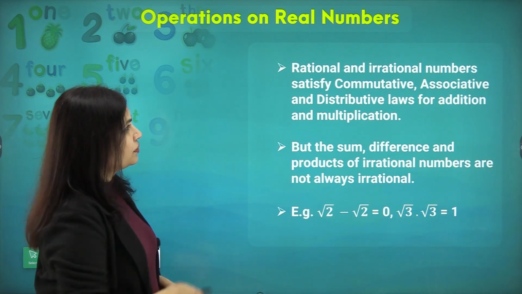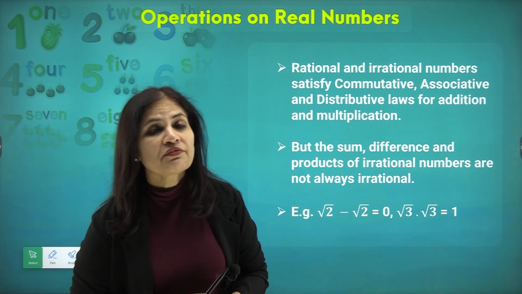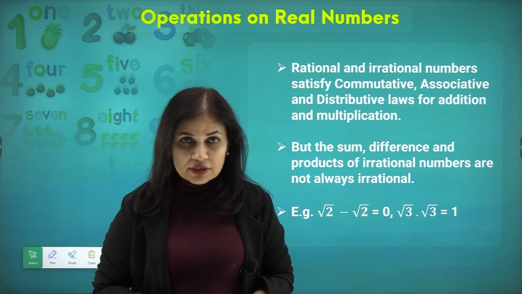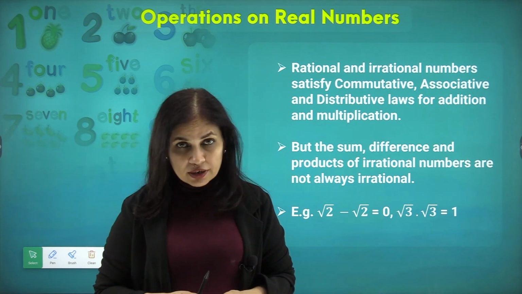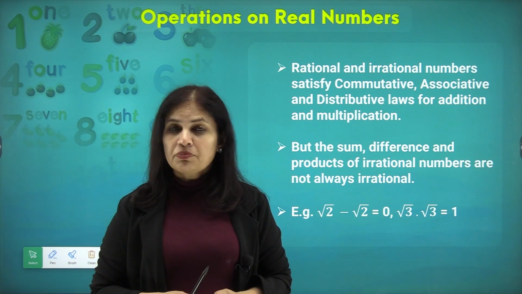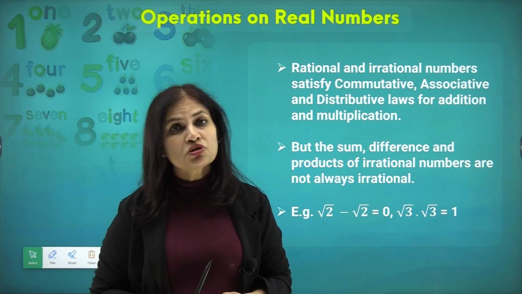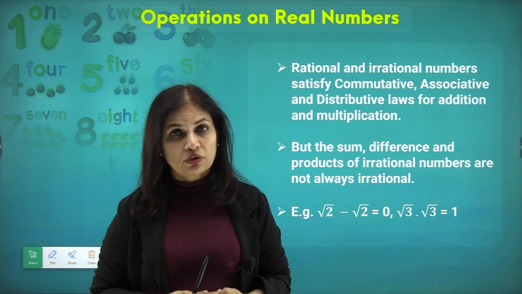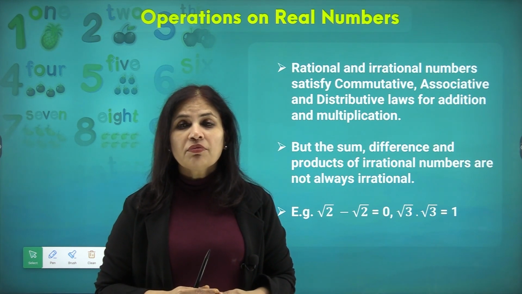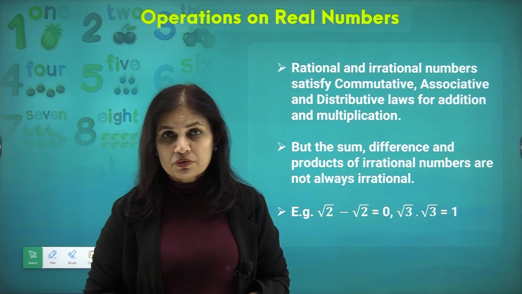Let us discuss operations on real numbers. Rational and irrational numbers satisfy all the properties that we have learned so far in our junior classes of numbers. The properties of whole numbers, the properties of natural numbers. So, which properties were they? Let us recall. Starting from commutative property. Let us recall what is commutative property.